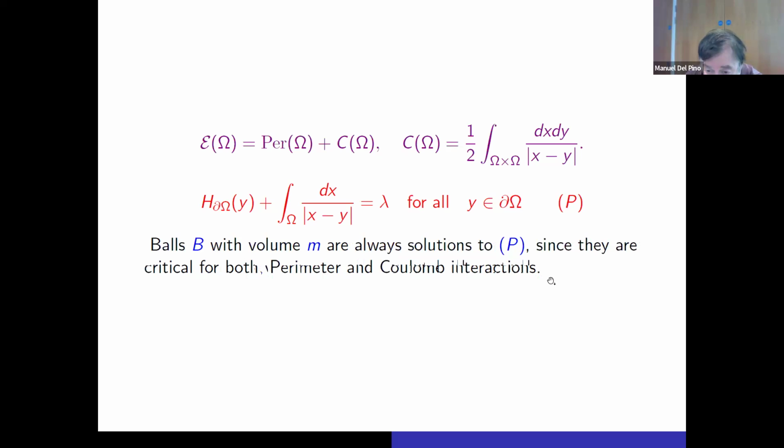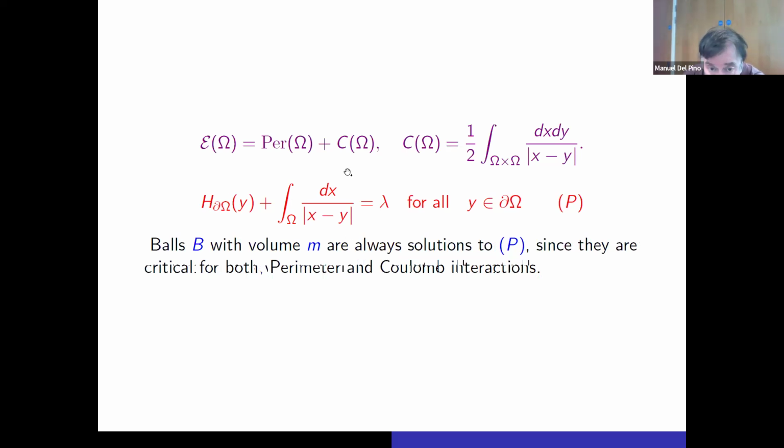Why is that? Because they are critical for both the perimeter and the Coulomb interactions. Why is a ball critical for the perimeter? Well, a ball has constant mean curvature, right? So this term here is constant. Not only that, actually from the classical isoperimetric inequality, balls are precisely the minimizers of perimeter with prescribed volume M. Balls of volume M will be the minimizers for the perimeter part.